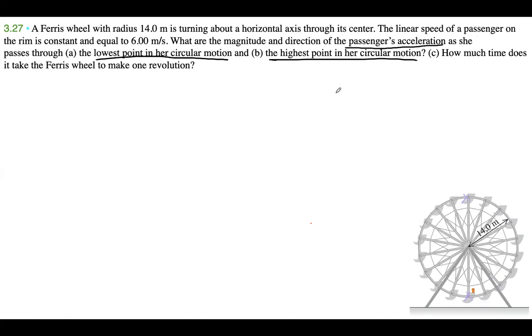And what do we know? Let me do this in pink because pink is my favorite color. Okay, so what are our knowns? We know that the radius of this Ferris wheel is 14.0 meters. And then the linear speed is constant and is equal to 6.00 meters per second.